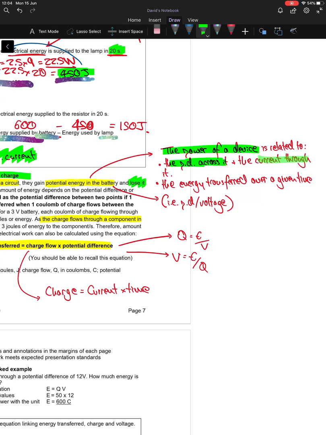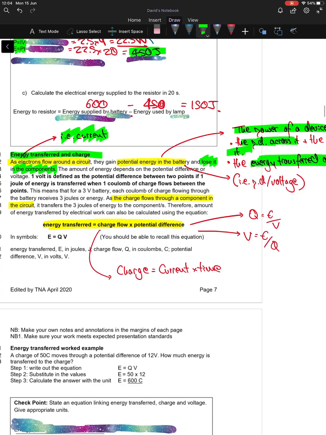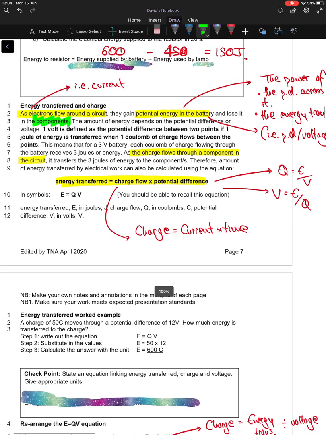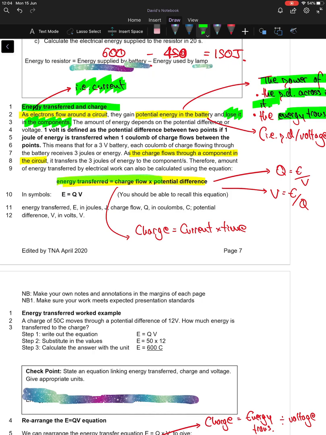When we are talking about the power of a device, it's related to 2 things: the voltage across it, potential difference, and the current through it. And also how much energy is transferred over a given time. Okay? So, as the charge flows through a component in a circuit, it transfers 3 joules of energy to the components. Therefore, the amount of energy transferred by electrical work can also be calculated using this equation. So this is our key bit. Energy transferred equals charge times potential difference, or E equals Q times V.